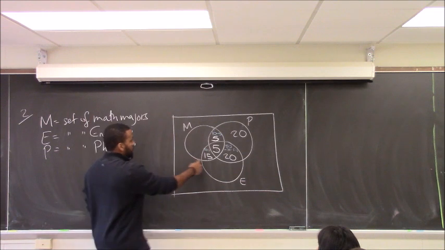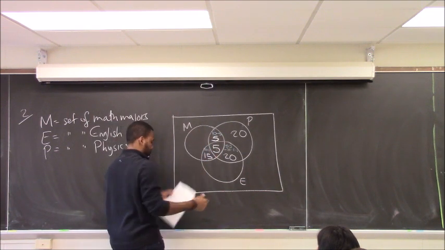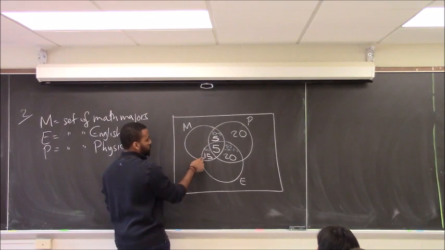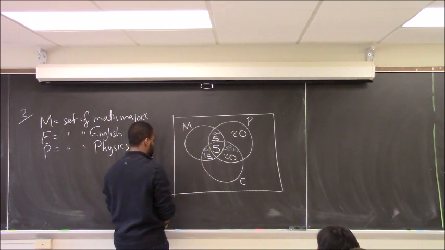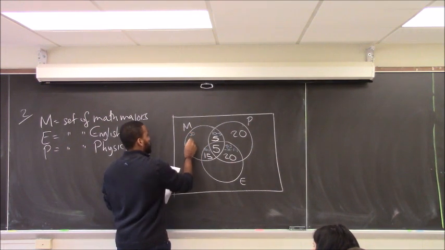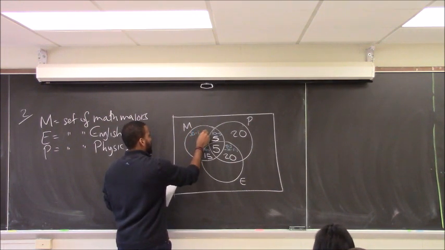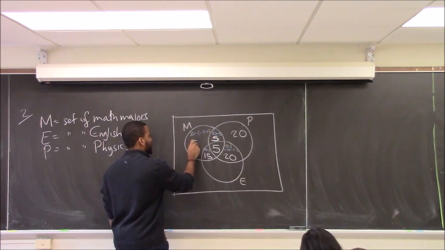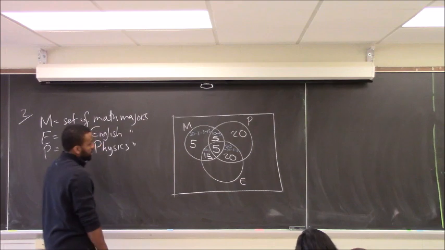Now, in the math circle, there should be 30 people total. We've already accounted for 15 plus 5 of them, right? So there are 30 people total, but I know about 5, 5, and 15. So that gives us what? 5 people are majoring in math only.